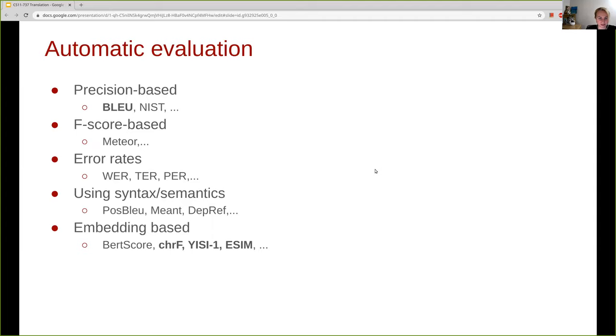And this is why we resort to proxies. There were a bunch of automatic evaluation techniques that have been proposed. This slide lists just a few of them. There were many more. So precision-based methods, BLEU or NIST scores, F-score-based methods, for example METEOR, that is a variant of BLEU that also accounts for synonyms and antonyms and paraphrases and so on. Error rates, word error rate, translation error rates, syntactic or semantic, so linguistically motivated metrics. And in recent years, more and more attention is given to embedding-based evaluation metrics, for example BERTScore that looks at contextual embeddings. The ones which I bolded are more popular specifically in the field of machine translation.